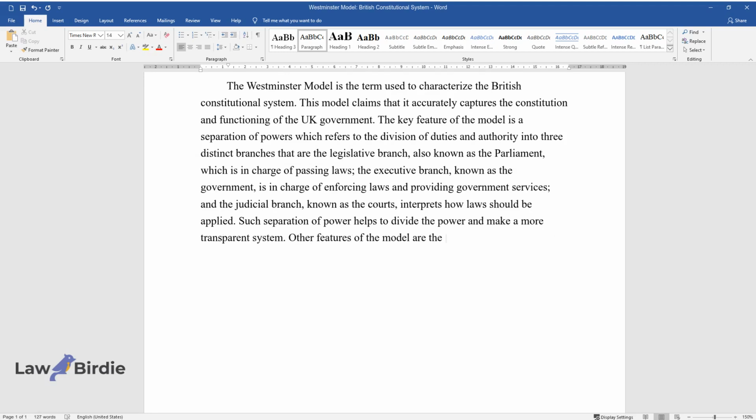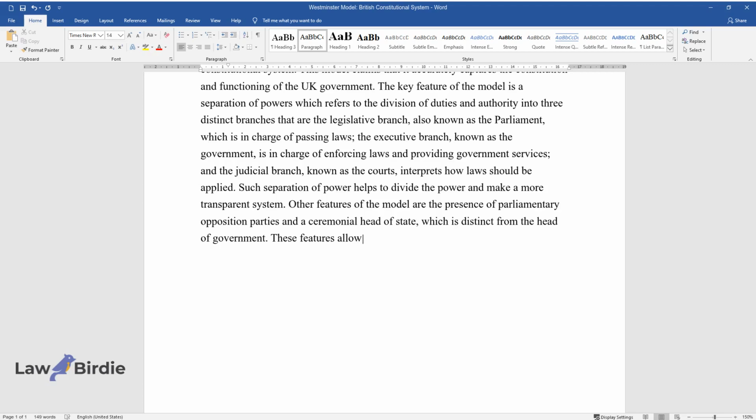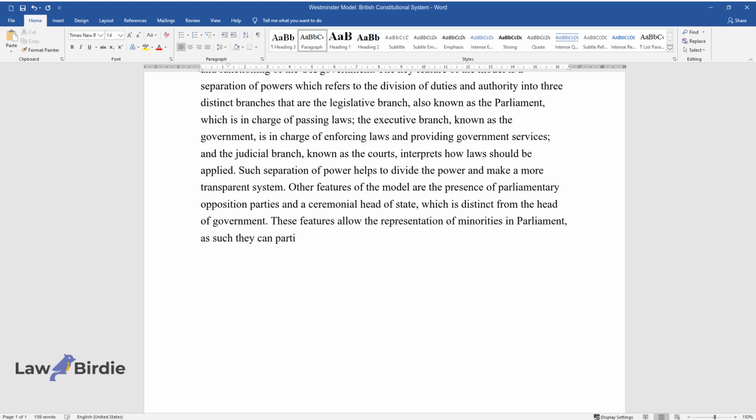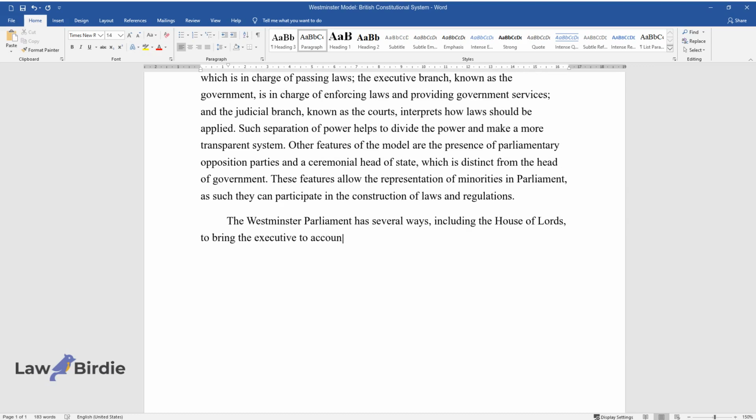Other features of the model are the presence of parliamentary opposition parties and a ceremonial head of state, which is distinct from the head of government. These features allow the representation of minorities in Parliament; as such, they can participate in the construction of laws and regulations. The Westminster Parliament has several ways, including the House of Lords, to bring the executive to account.